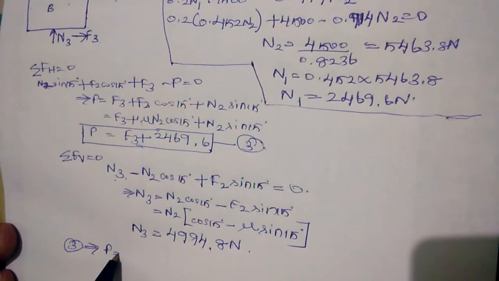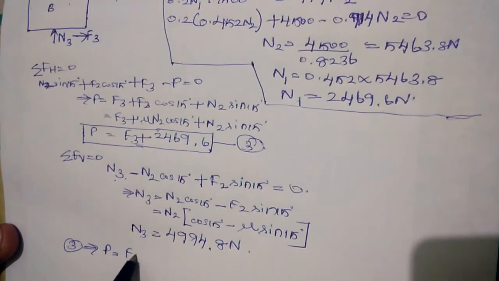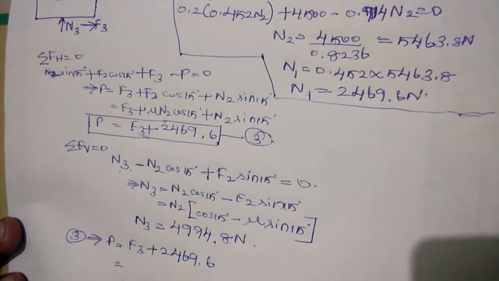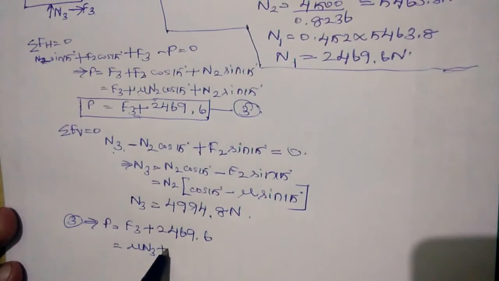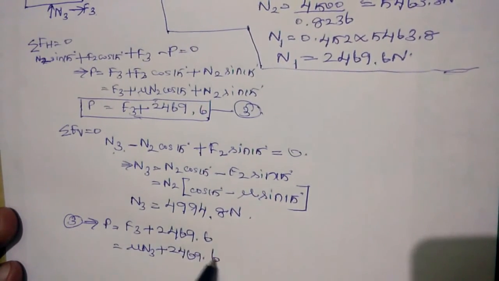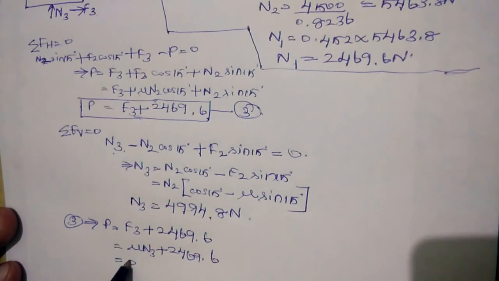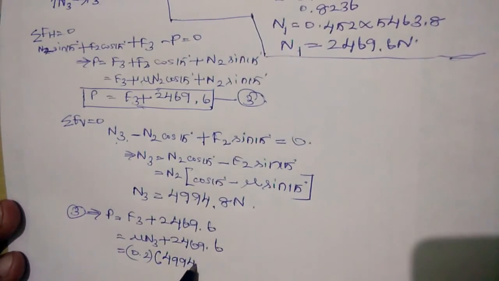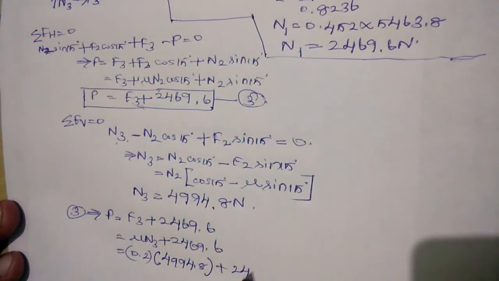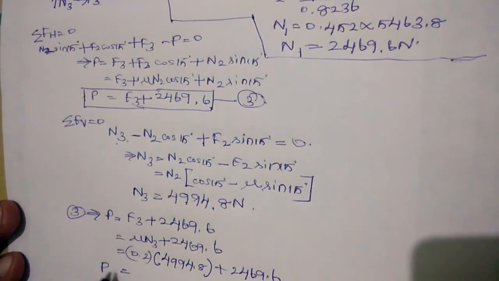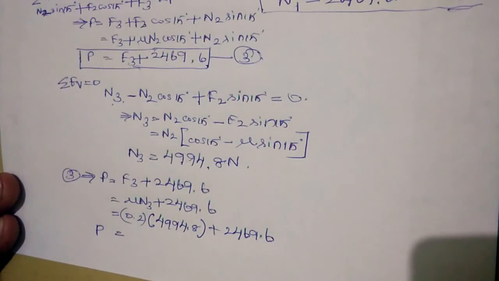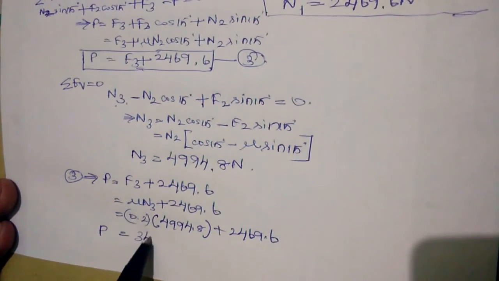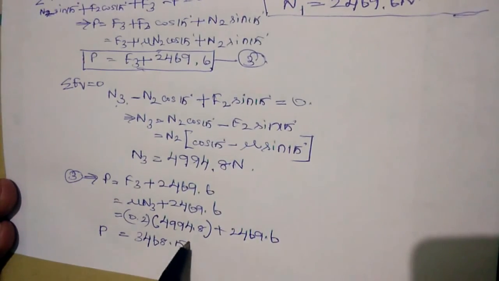Now coming to equation 3, P is equal to F3 plus 2469.6. F3 can be written as mu into N3 plus 2469.6, which is equal to 0.2 into 4994.8 plus 2469.6. Therefore P, the push required to move the wedge towards left so that the block will move upward, is P equal to 3468.5 Newton.